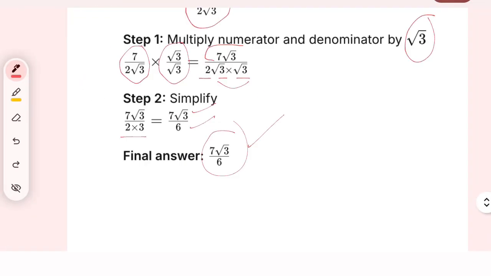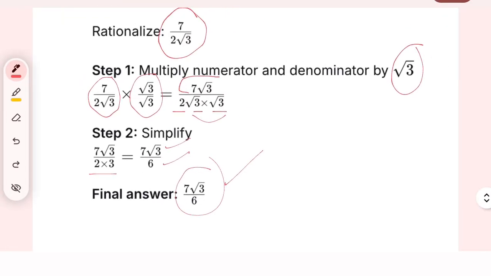If you have some questions on how to rationalize the denominator, we will be having more videos about rationalizing a denominator.